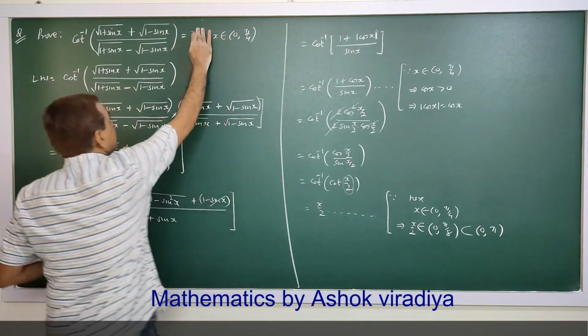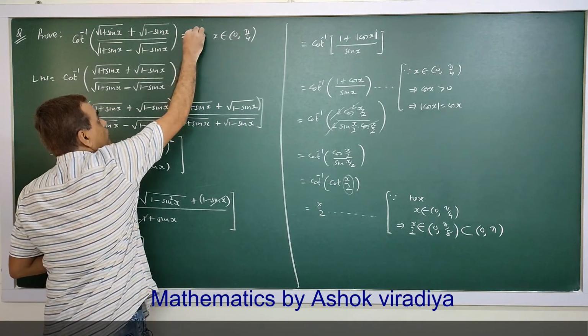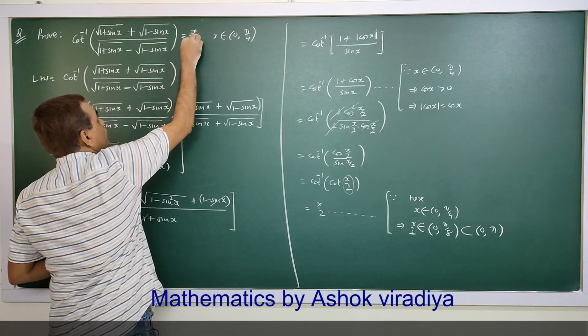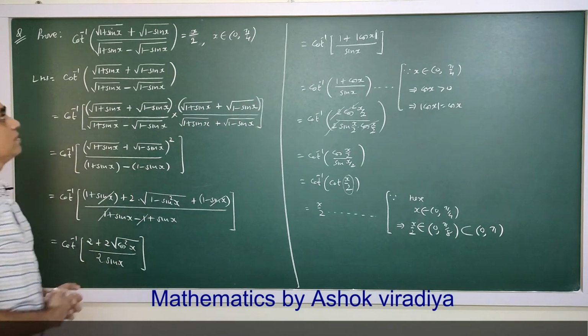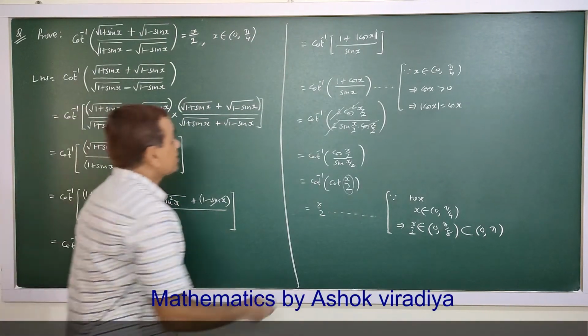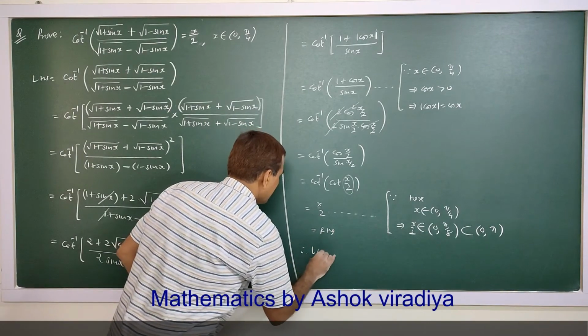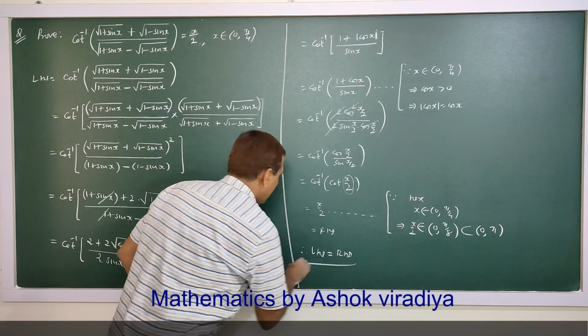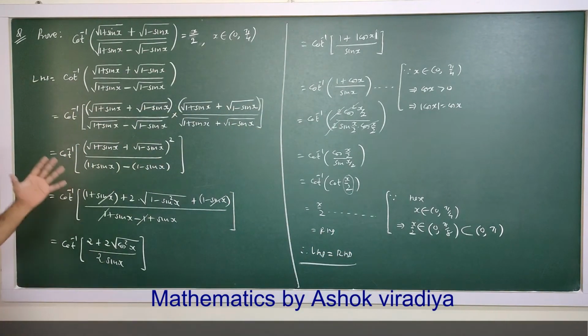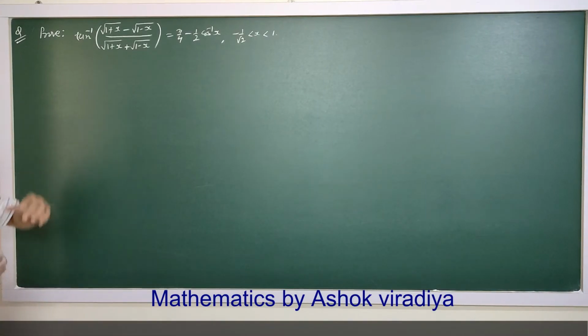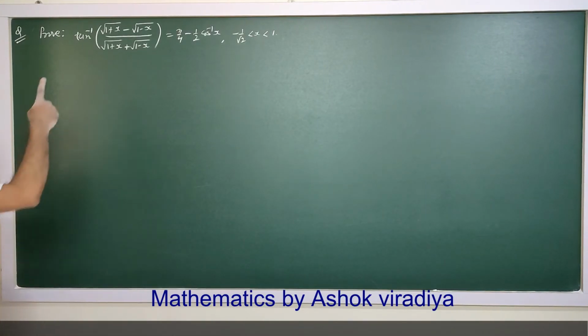Sorry, here there is a printing mistake in the textbook. This is x by 2. So RHS is obtained. Therefore LHS equals RHS. Result is derived.